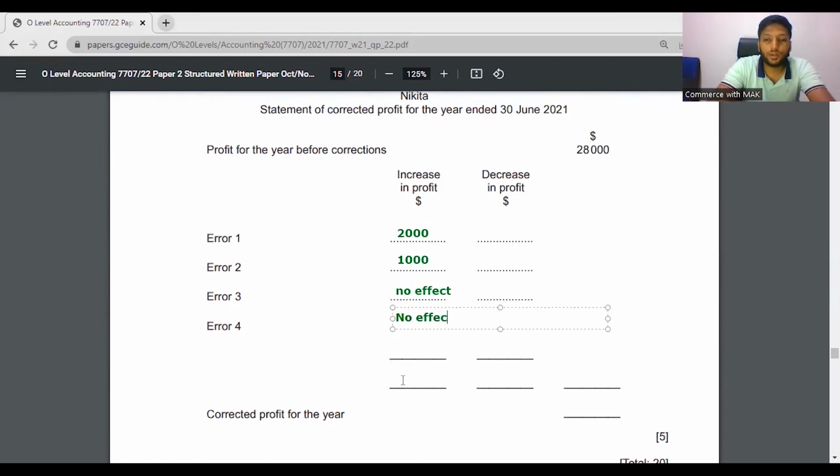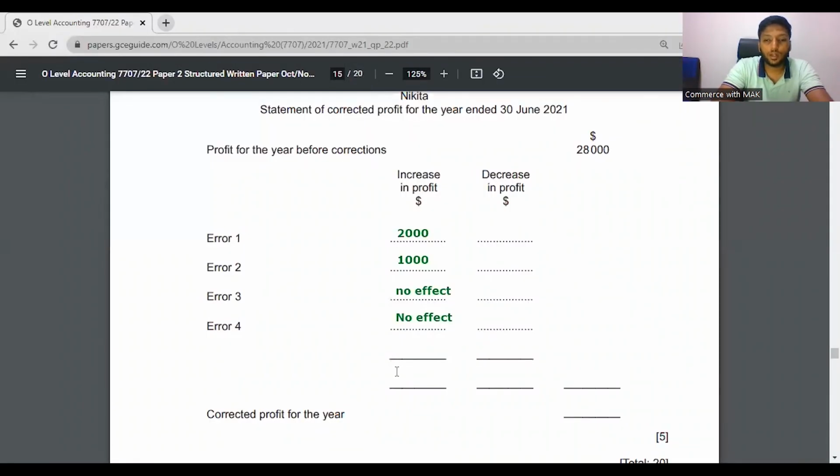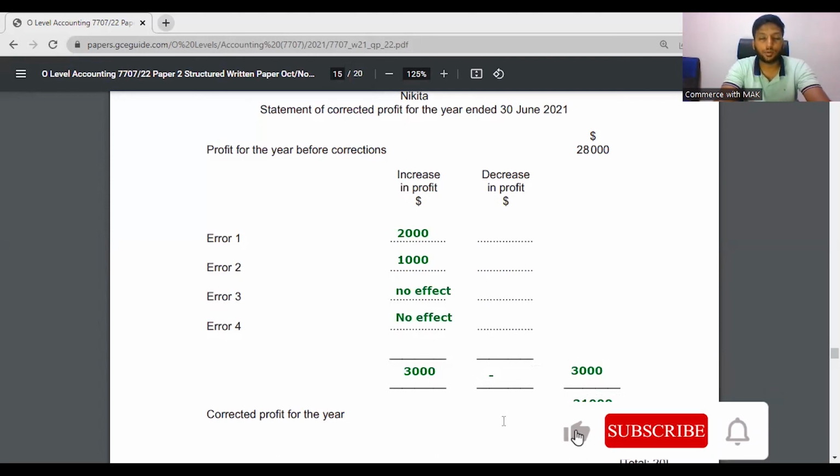Now we will write here the value of the amount. What's the value we are getting? We will write a total value of 3,000, because 2,000 plus 1,000 is 3,000. There's nothing to do in decrease in profit, so I'll put a dash here. Then I'll record 3,000. So when we take 28,000 and add 3,000, we will get a value of 31,000. This is the corrected profit for the year.